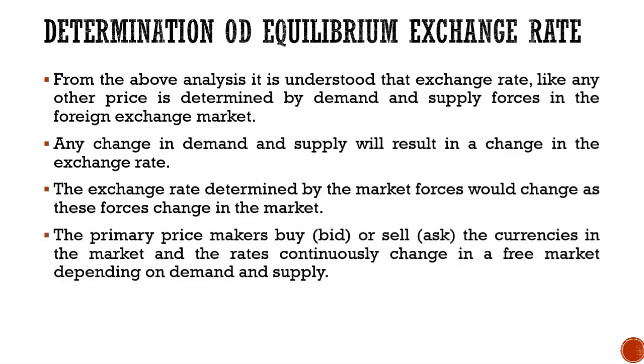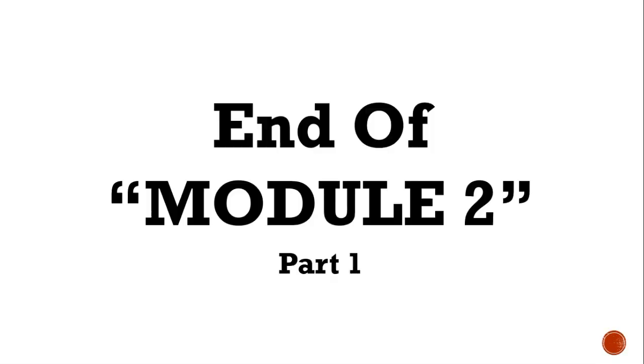The primary price maker buys or sells the currency in the market, and the rate continuously changes in a free market depending on demand and supply. With this, we can conclude that the various factors that determine the foreign exchange rate come to an end. Okay, this sums up our first part of the second module.